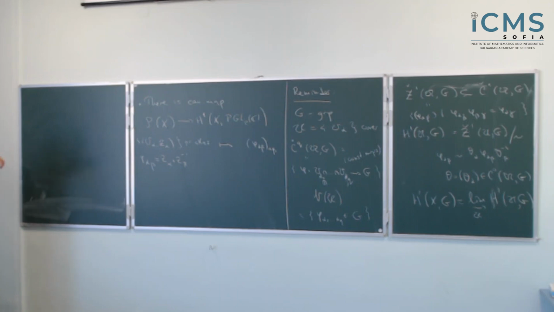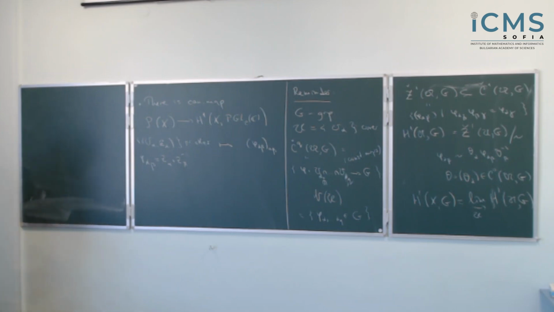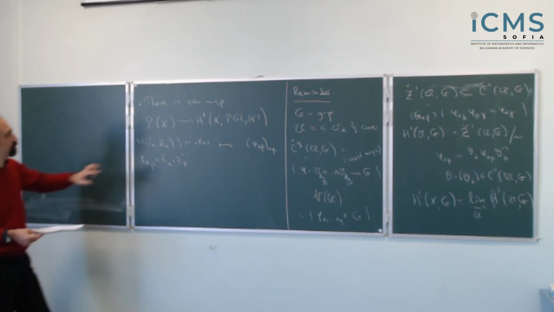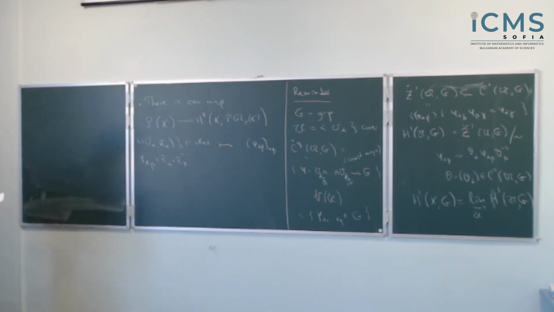I'll try to explain a little bit why this map is actually one-to-one. It is not one-to-one if you just look at the topological surface. In fact, in some form, Poincaré had a proof that this map is one-to-one, but he was thinking of this space as a representation variety. I'll get to this.